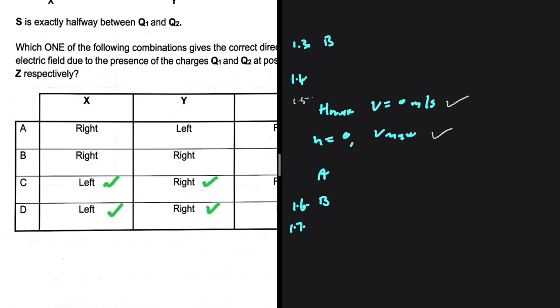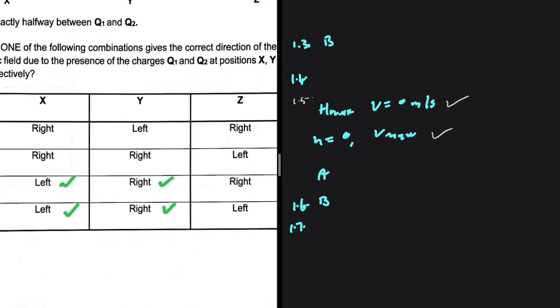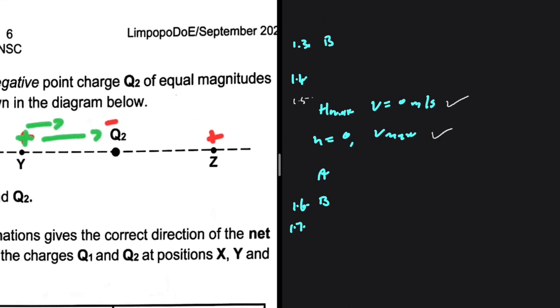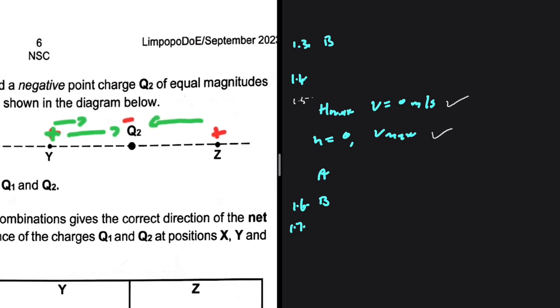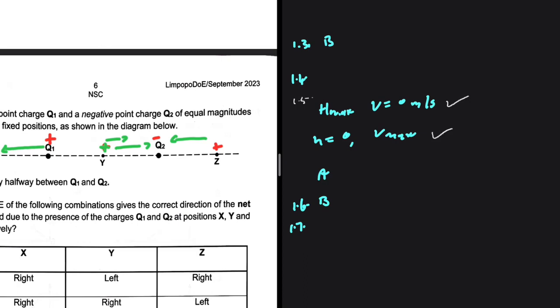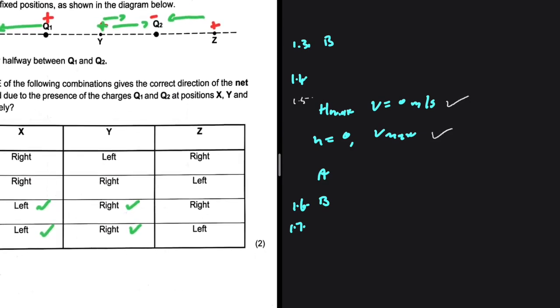Now we have to move to position Z. Let's see what happens at Z. Z is positive, Q2 is negative. There is an attraction there, so the electric field is to the left. Now let's look at Q1 and Z. Well, Q1 is too far, so we can just pay attention to the effect of Q2. That is only because they have equal magnitudes. If they had different magnitudes, then our question would be a bit more difficult and we would have to actually consider the distances and the magnitudes in detail. So Z is moving to the left. That is option D. So the answer to 1.7 is D.